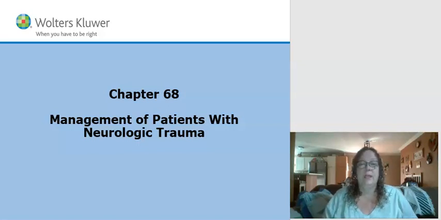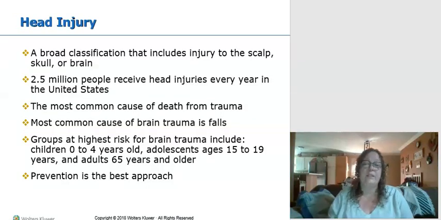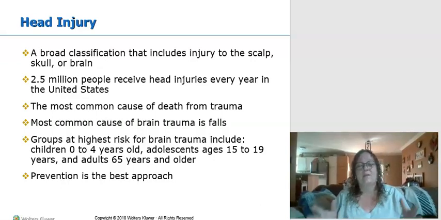Okay, so today we're going to talk about management of patients with neurologic trauma and several other subjects, but we'll start with the neurologic trauma. Head injuries. This is a broad classification that includes injuries to the scalp, skull, and brain. This affects about 2.5 million people. Have head injuries every year in the United States.